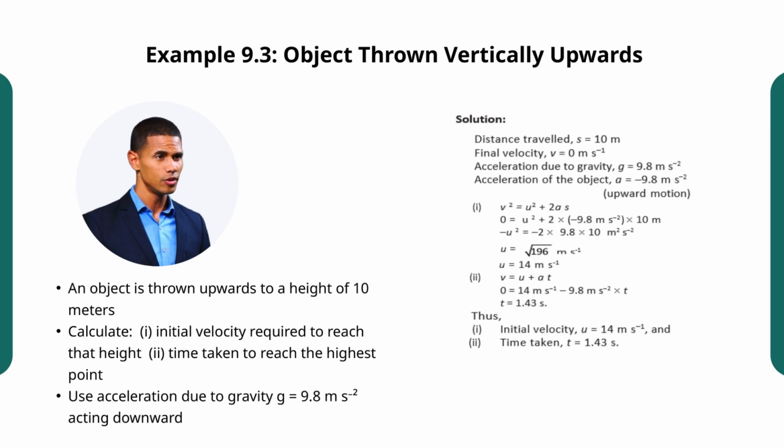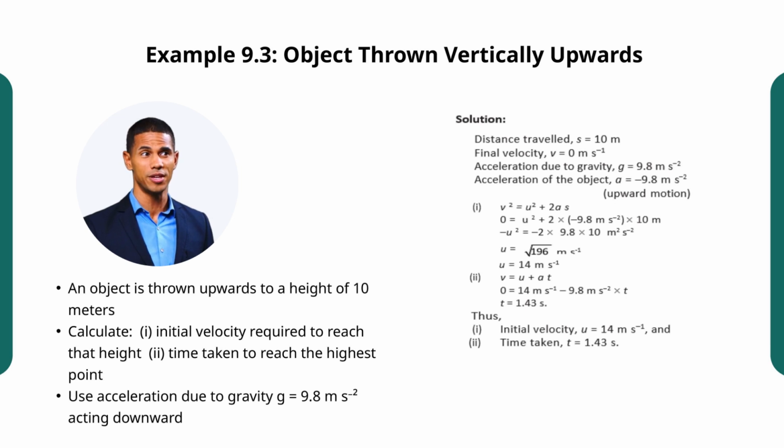To find the initial velocity it needed, we use the equation v squared equals u squared plus 2as. At the highest point, final velocity v is 0, acceleration a is minus 9.8 meters per second squared, and displacement s is 10 meters. Solving, we find that u, the initial velocity, equals 14 meters per second.